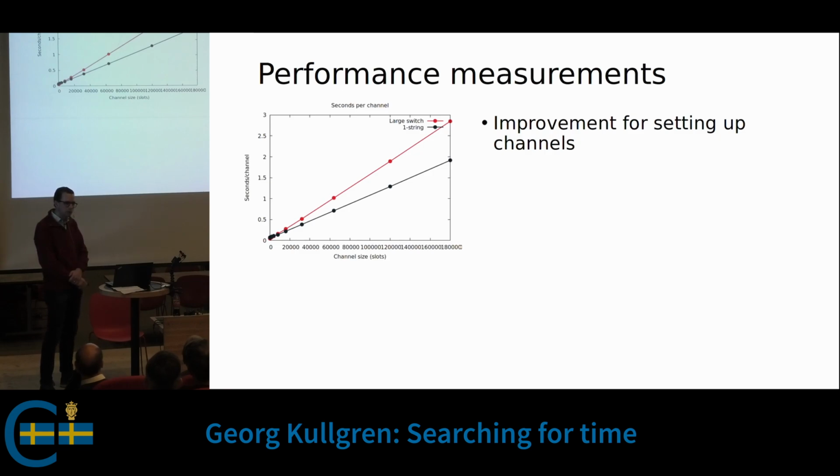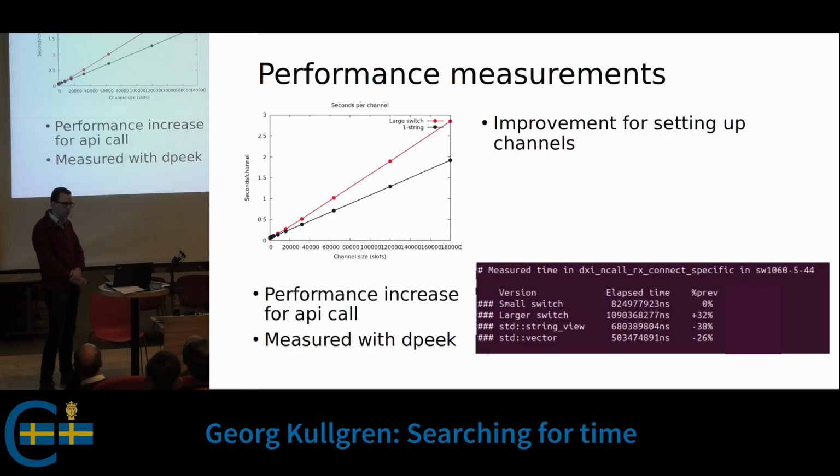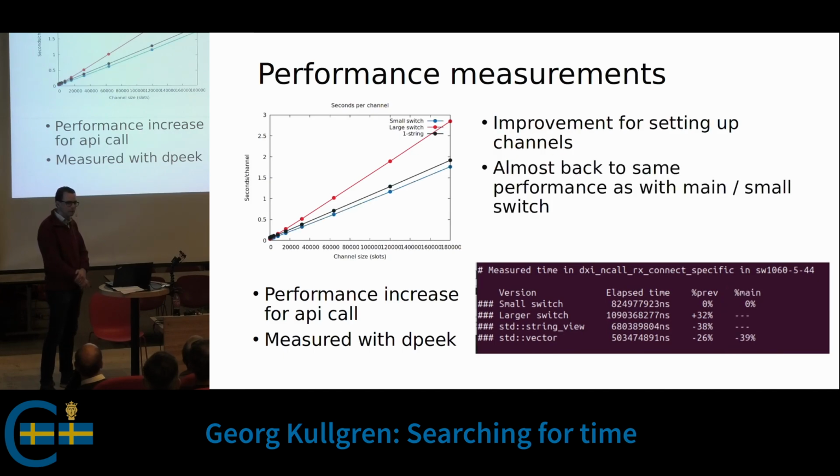And when we checked the API call to our service, we could see that for the small switch, it took 0.8 seconds. With a larger switch, 1.1. Now we're down to 0.5 seconds. That is 39% better than with a small switch. But we're still slower in overall performance for the whole system. So this is a good start. Hopefully we can do more.